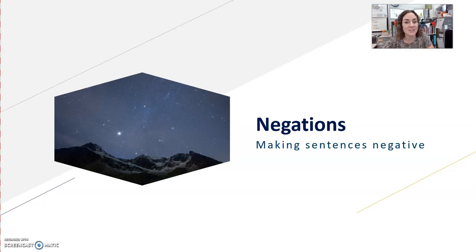Bonjour. Let's talk about how to make sentences negative, aka how to take a positive statement like I like French and make it a negative statement like I don't like French. In English, it's easy. I just put the word don't in front of my action, like we don't travel or she doesn't sing. In French, you have two words that you put around the verb to make it negative.